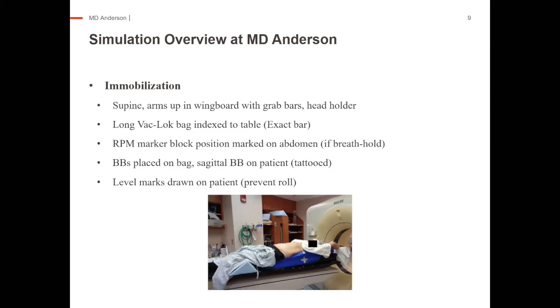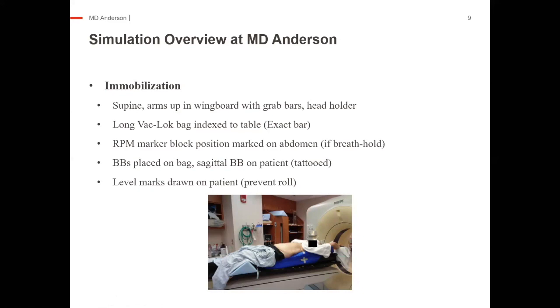First I'm going to talk about what we do at MD Anderson and then go a little bit into details about the other options. We talked about immobilization. This is a standard patient immobilization for SBRT. This particular patient was for a liver. The patient is supine with the arms up on the wing board. We use a long BodyFix bag, and that's indexed to the table with an Exact bar. That helps reduce any rotations of the bag on the table and gives more reproducible couch parameters.